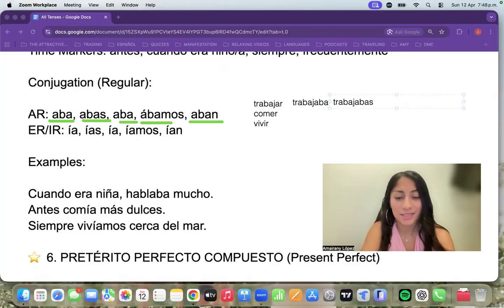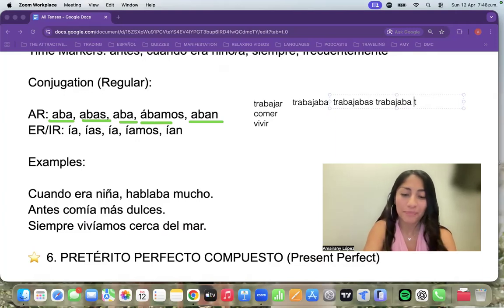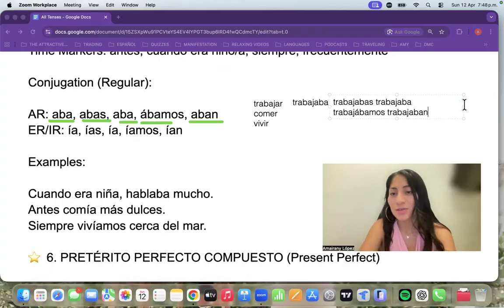Trabajabas, trabajaba, trabajábamos, trabajaban, okay? So these are all the different conjugations that we're gonna have for this.